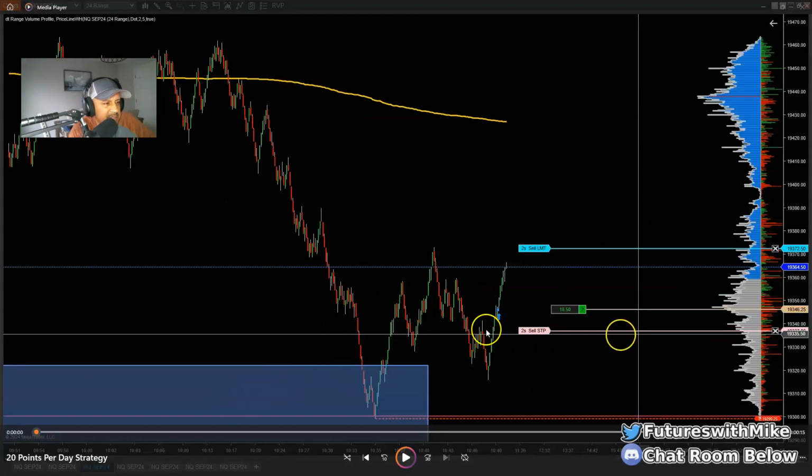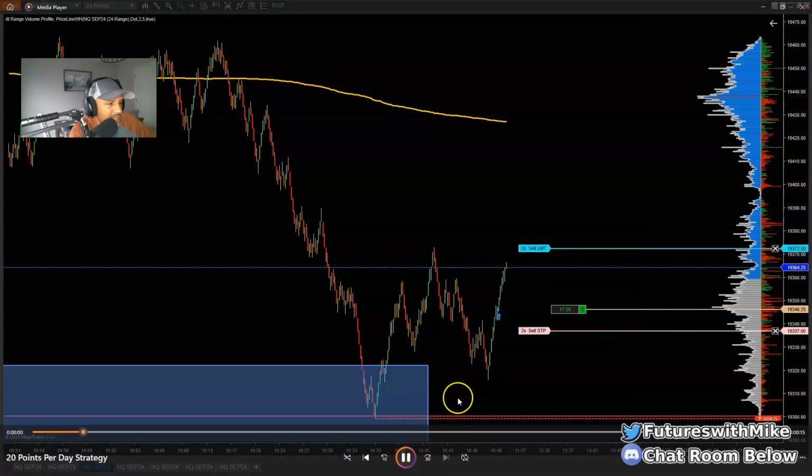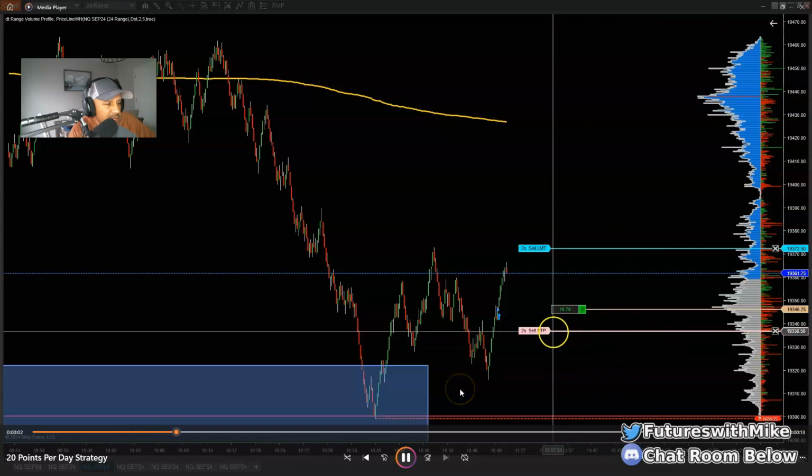So I'm aiming for 19,372. As you can see right here, my stop was back at, I think, 337. So I think I may have pulled it up a little bit afterwards. But anyways, I was aiming for this area up here. This would have definitely gave me more than 20 points. I think I picked like 22, 23 points right there. But let me go ahead and click play so you can see the video clip of the trade that I took here.